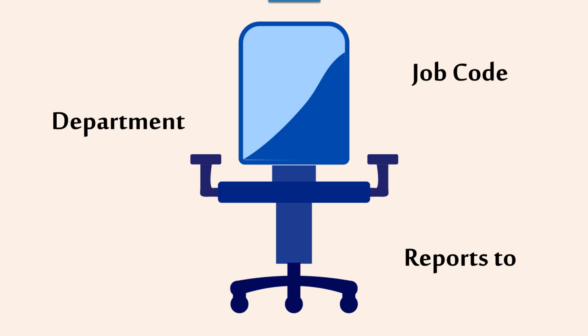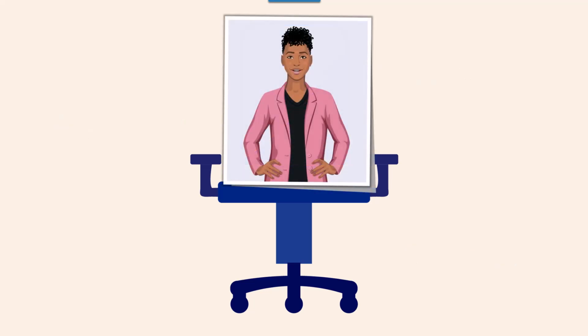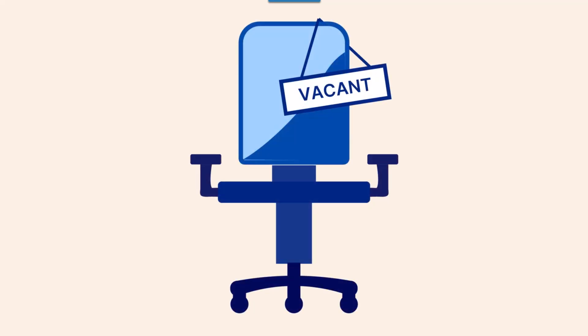A position is a unique role within an organization, defined by specific duties, responsibilities, and attributes. It's associated with a job code, department, and reporting structure. And because positions exist independently of employees, they can be vacant or filled. When an employee leaves a position, the position remains. It can be inactivated or updated and reused, depending on organizational needs.